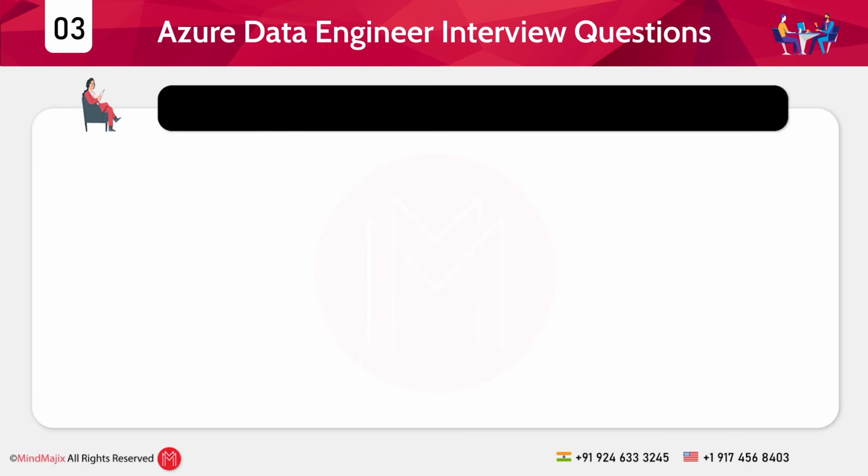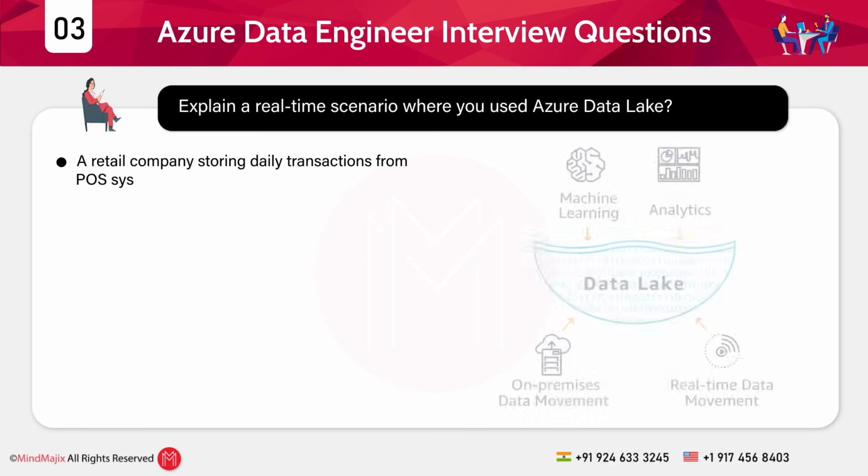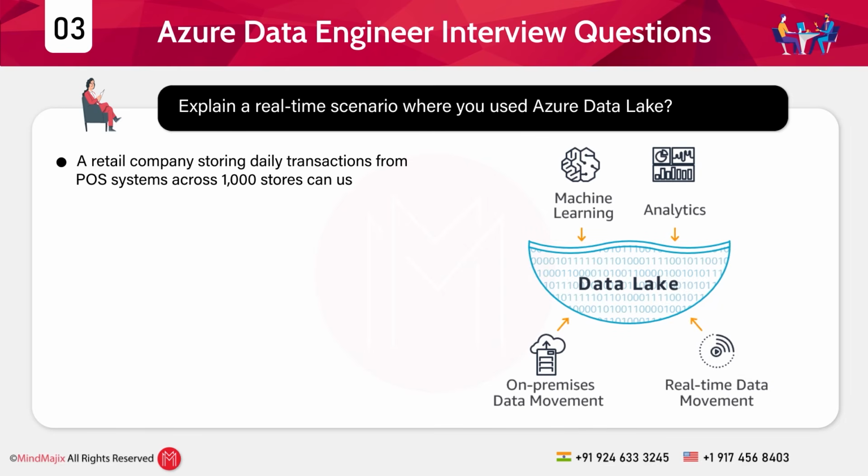The next question is, explain a real-time scenario where you used Azure Data Lake. So let's suppose there's a retail company storing daily transactions from the POS systems across 1000 stores. Now this retail company can use Azure Data Lake to centralize the raw data. Over here, the data is ingested into Data Lake Gen 2, either in JSON or CSV format, and then it is transformed with Databricks before being consumed by Power BI for dashboards. So over here, the data lake acts as a single source of truth for structured and unstructured data.